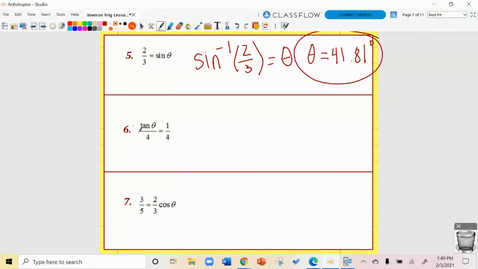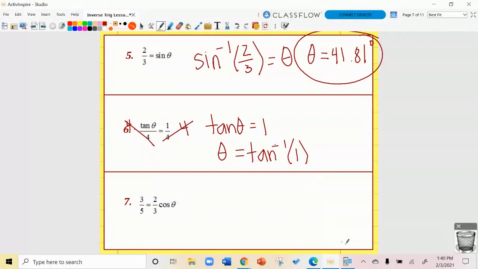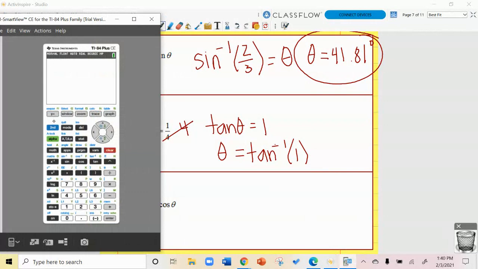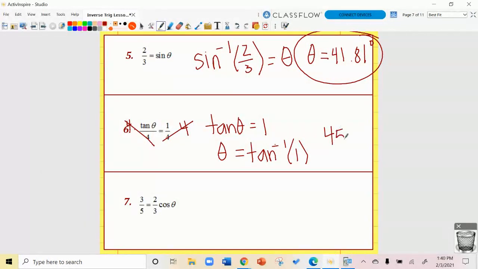Here, I know that I'm going to have to do the tangent inverse, but let's get rid of that 4 first. So tangent of theta equals 4 times 1/4. Well, that's just 1. So I take the inverse of both sides, the tangent inverse of 1. The answer is going to be 45 degrees. One day you'll know how to do that without a calculator. One day not too far in the future. 45 degrees. Wasn't that pretty neat that I got that? You can hear everybody saying yes.